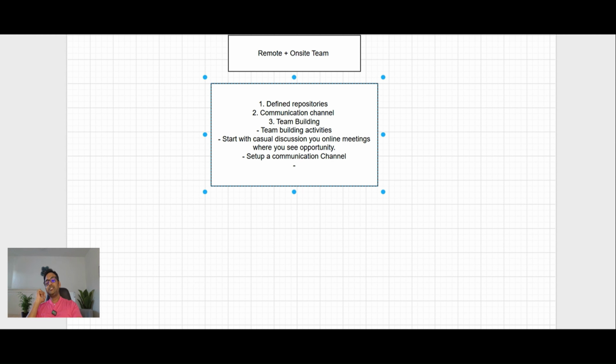And one additional thing which works for me and which I see adding a lot of value is having a webcam.